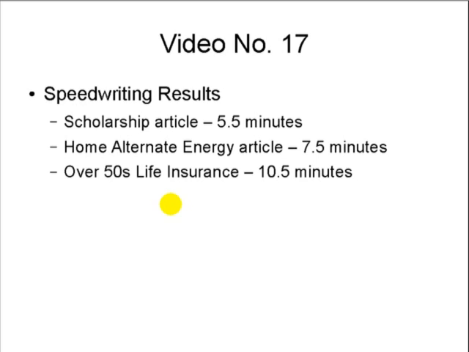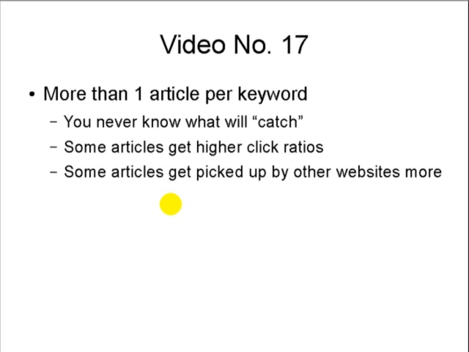The home alternate energy article, that was something I knew nothing about, but I had a PLR article. I was able to do that in 7.5 minutes. The over 50s life insurance, that one actually took me 10.5 minutes. I missed it by half a minute. But that was the one where I actually had to go in and find 3 articles to summarize together. So the idea that after 3 months you'll be writing 3 articles in an hour, that's not beyond your ability. That's very much within what you can accomplish.